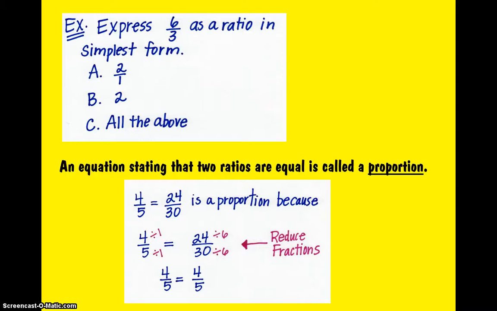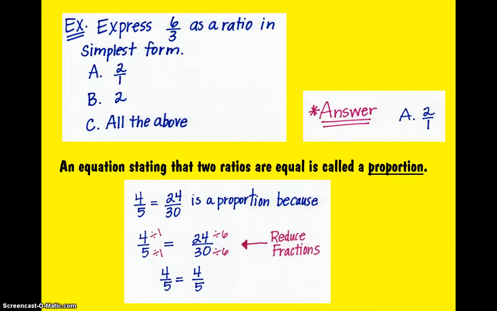Now let's look at an example up here. Express 6 over 3 as a ratio in simplest form. You try this one. Is the answer A, 2 over 1, B, 2, or C, all the above? If you answered A, 2 over 1, you are correct.